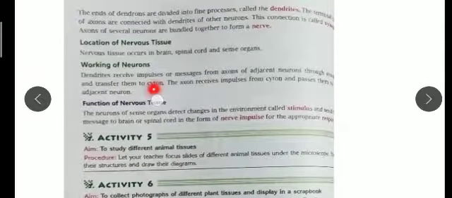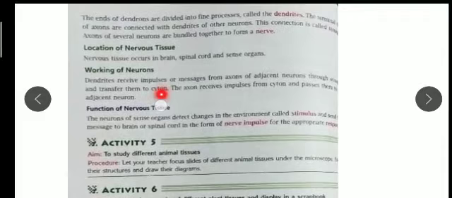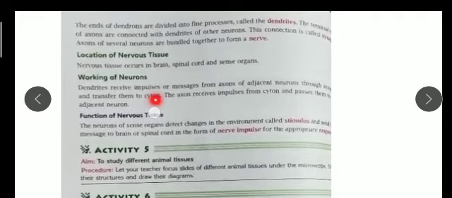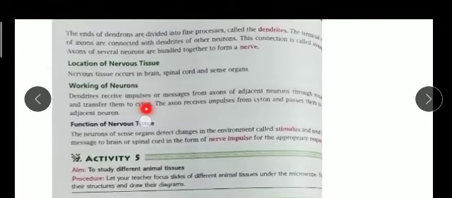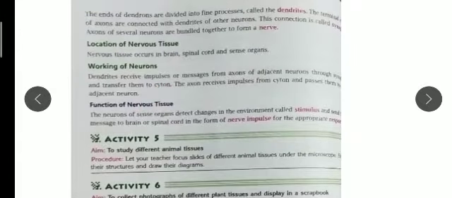Like this, dendrites receive the impulses from the sense organs and transfer them through the cyton to the axon, and the axon endings receive it, and further it is passed on. Like this only it will transfer from one nerve cell to another nerve cell, one neuron to another neuron.